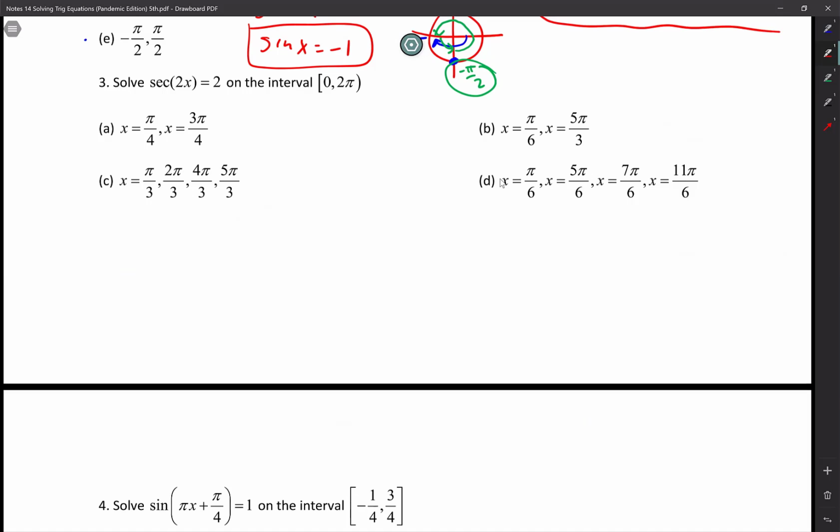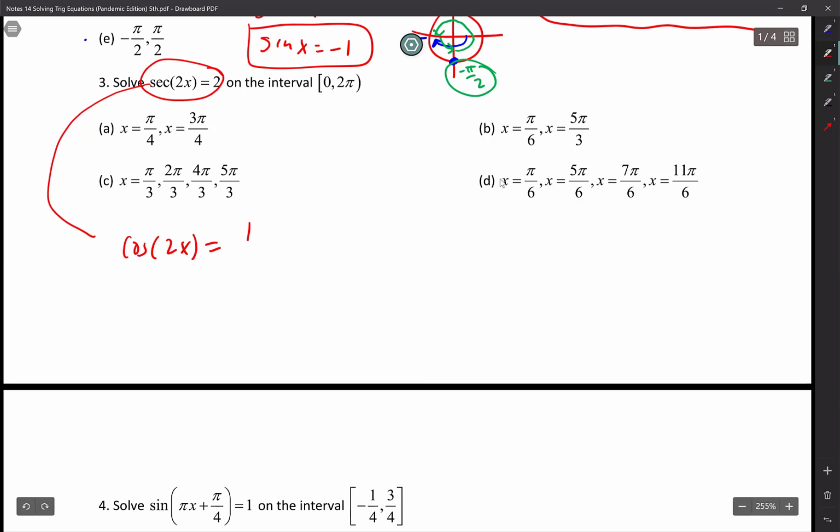So we have this one. Solve secant 2x equals 2 on the interval 0 to 2 pi. And we're trying to figure out solutions that will make that correct. We're trying to solve for x, right? So what I would do, guys, is just do the reciprocal. If you come across secant or cosecant, just do the reciprocal right off the bat. So do the reciprocal of both sides. The reciprocal of secant is cosine. So I'm going to write cosine of 2x equals a half. All I did was take reciprocals, guys.